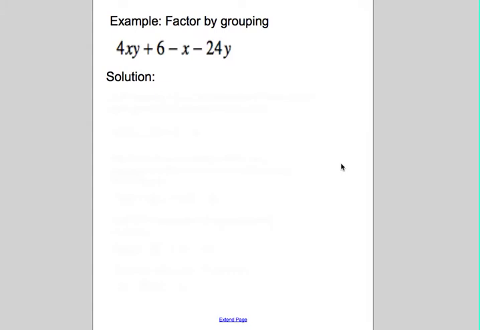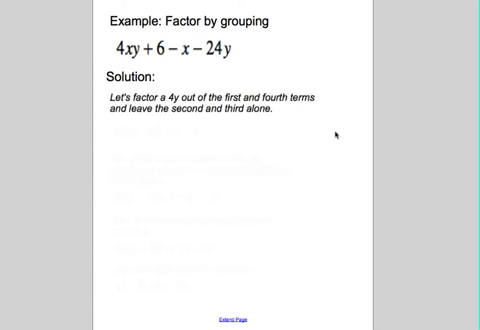Factor by grouping: 4xy plus 6 minus x minus 24y. At first glance, it looks like I could factor out a 2 and a 2 from the first two. Then, oh no, I can't get an x out of there. Well, what about if I do a 4y and a 4y? Well, let's see. Let's factor a 4y out of the first and fourth terms, and we'll leave the second and third alone for now. When we do that, we'll have x minus 6 remaining.